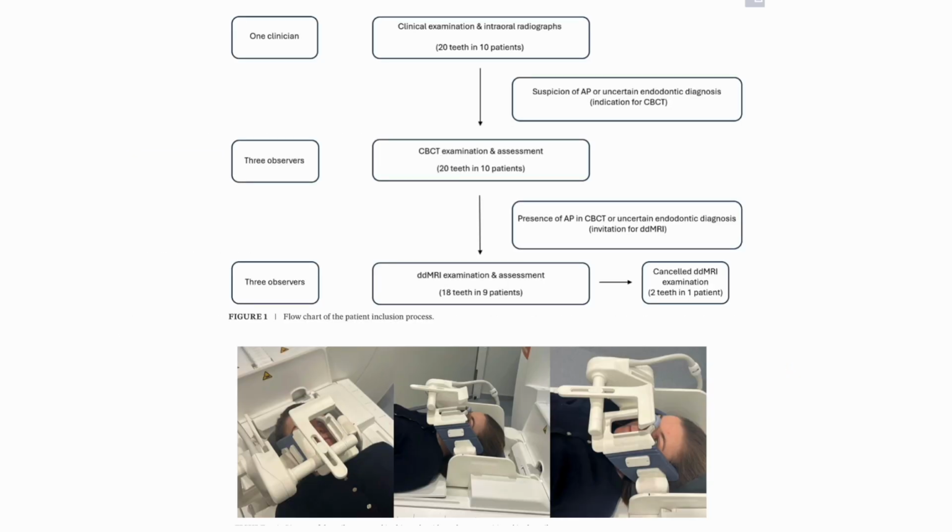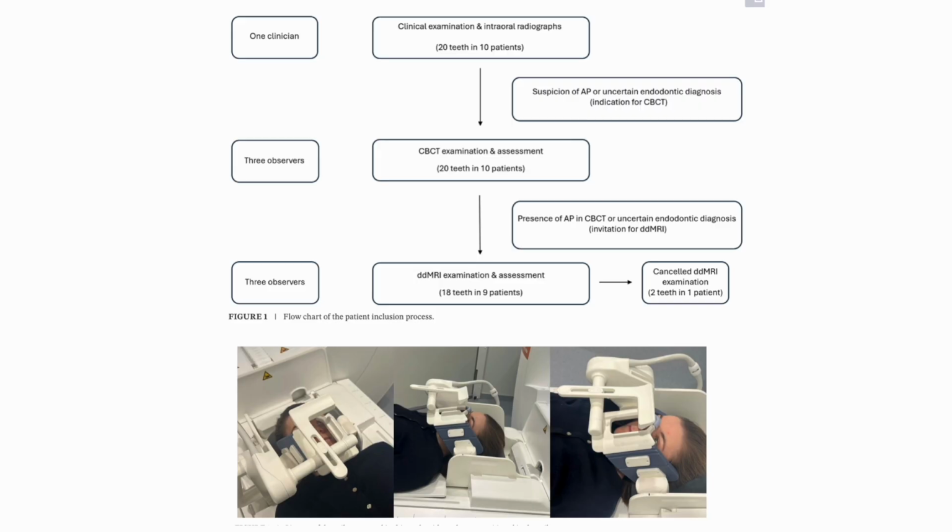For their materials and methods, 10 patients were consecutively chosen with 18 teeth, and patients were included when they had a recent CBCT examination, at least one tooth with suspected apical periodontitis or uncertain diagnosis, and ability to undergo MRI examination. And also they were excluded if they had pregnancy, insulin pumps, pacemakers, large tattoos, and also non-removable metallic piercings.